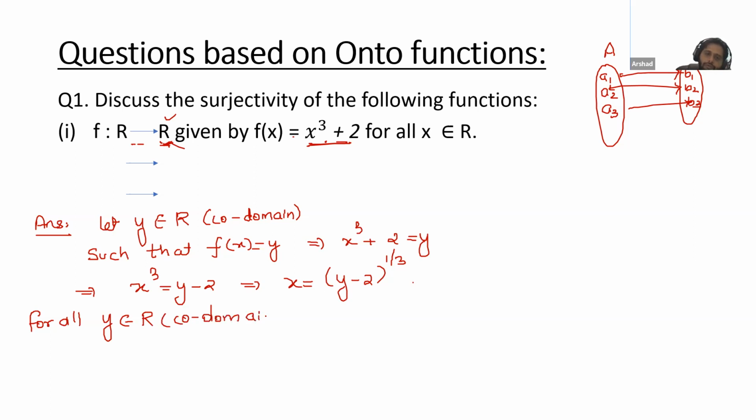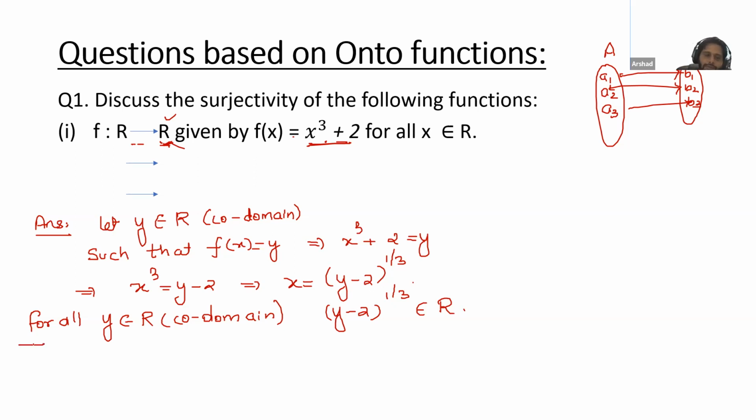Codomain. For all y belongs to R, that is codomain, (y minus 2) to the power 1 by 3. Codomain is set B, yes. For all y belongs to R, (y minus 2) to the power 1 by 3 belongs to R. Please check here. In place of this y, if you put any real number, then this complete expression will always be a real number. So what we are saying, for all y belongs to R, that means in place of this y, if you put any value of y, then this complete expression will always belong to the real numbers.